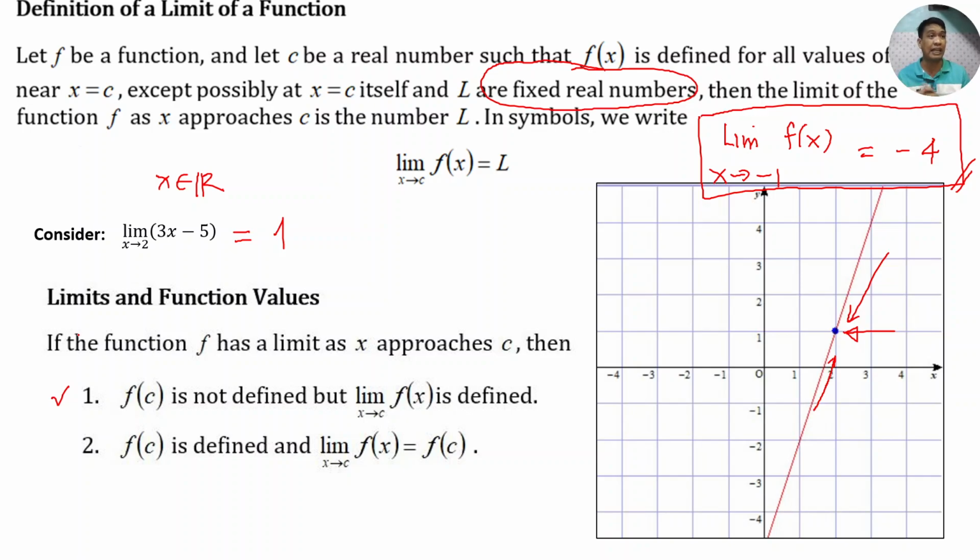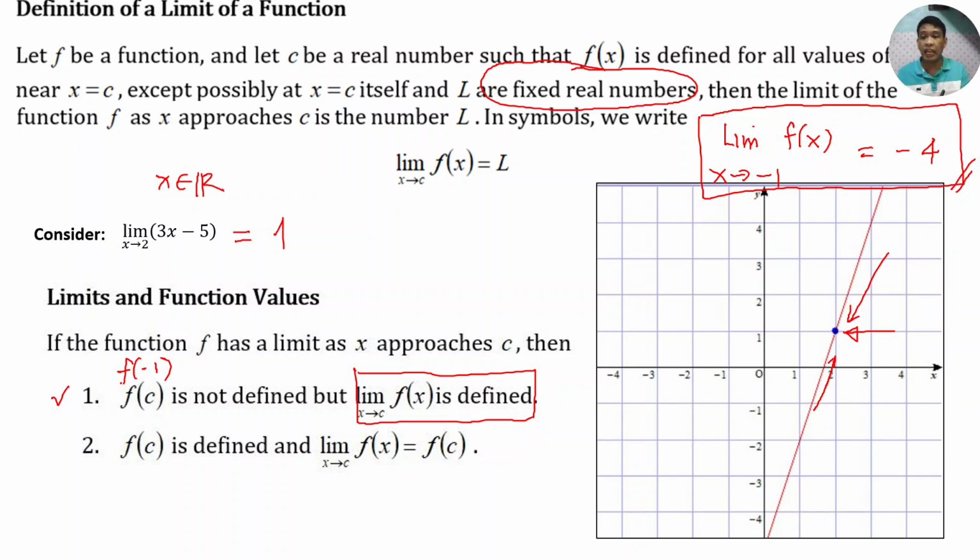Tulad ng example natin from the previous slide, yung limit of f of x as x approaches negative 1 is equal to negative 4. Indeed, this limit is defined, but the function f of negative 1 is not defined because, again, negative 1 is excluded from the domain dun sa first example natin.